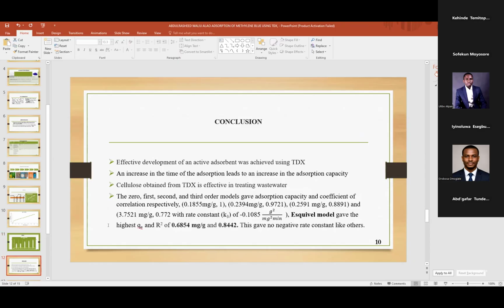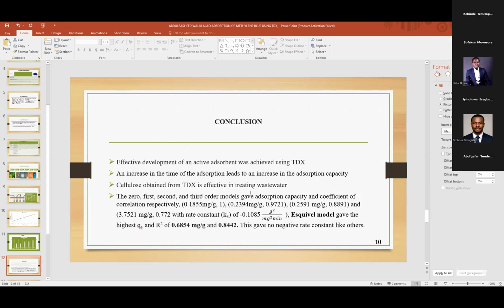In conclusion, effective development of an active adsorbent was achieved using TDS, Tithonia diversifolia xylem. An increase in the time of the adsorption leads to an increase in the adsorption capacity. Cellulose obtained from TDS is effective in treating wastewater based on the removal efficiency and adsorption capacity result. Also, the zero, first, second, and third order models gave adsorption capacity and correlation coefficient respectively, which are shown here.